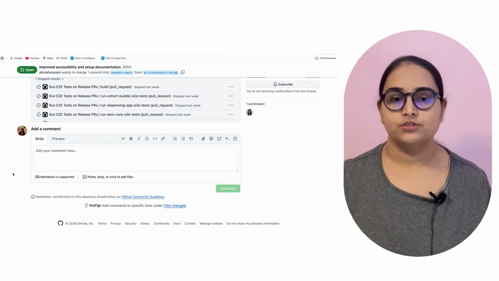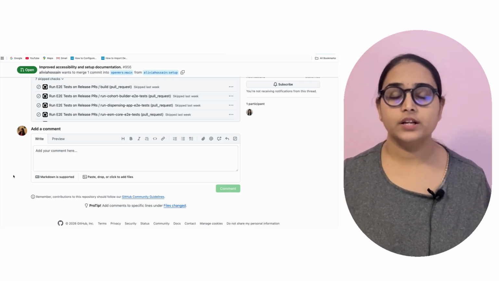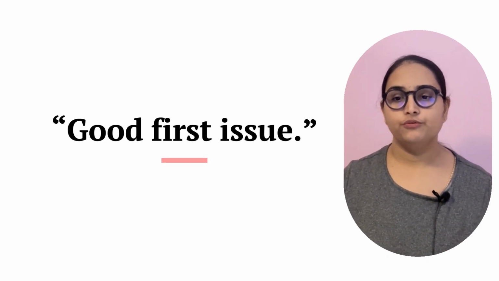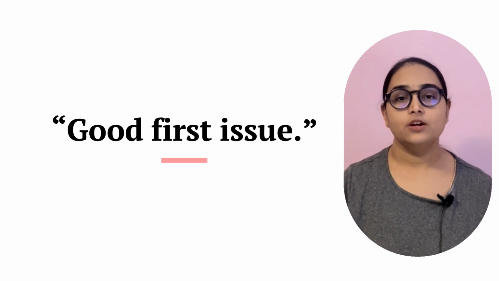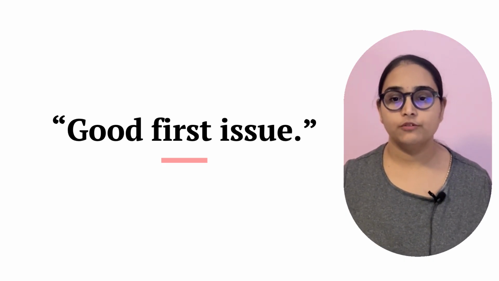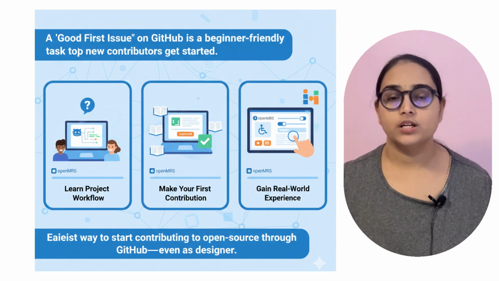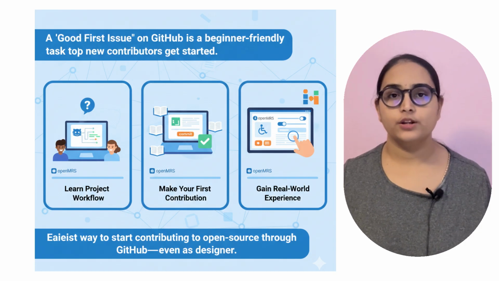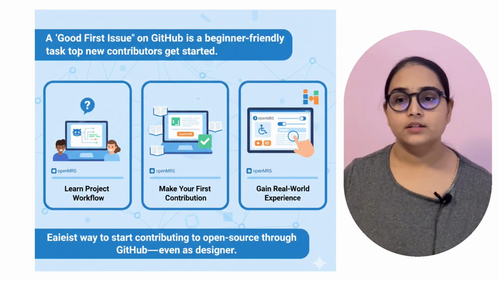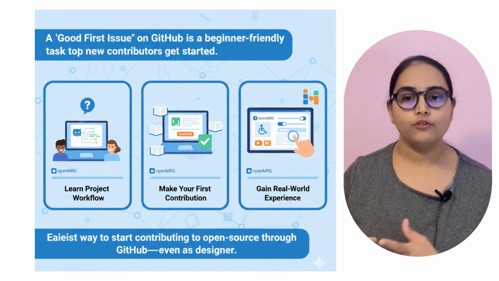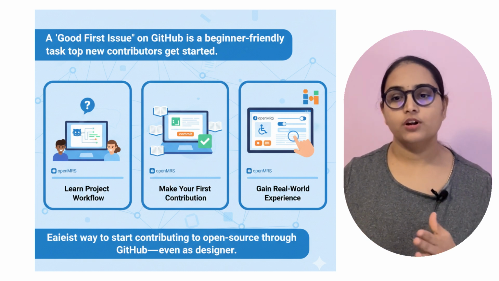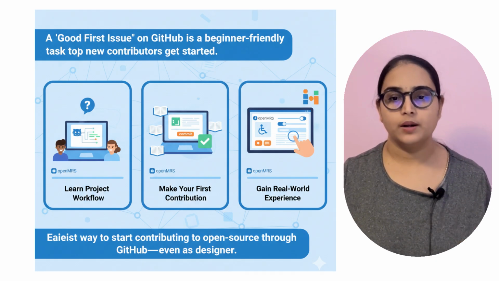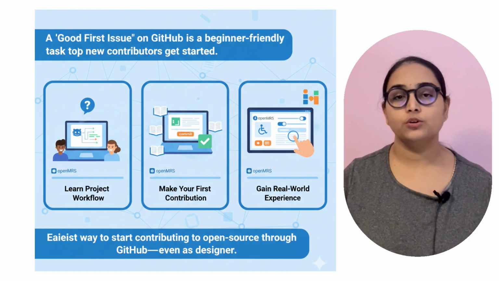Beginner friendly issues. Now, another great way to get started is by looking for issues labeled Good First Issue. A good first issue on GitHub is a beginner-friendly task labeled by project maintainers to help new contributors get started. These issues are usually small, clearly defined, and don't require deep knowledge of the code base. They are ideal for learning how a project works, understanding collaboration on GitHub, and making your first contribution with confidence.